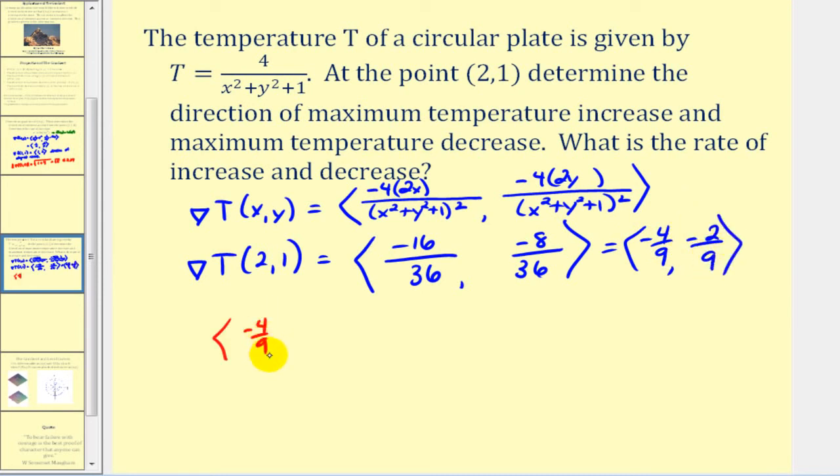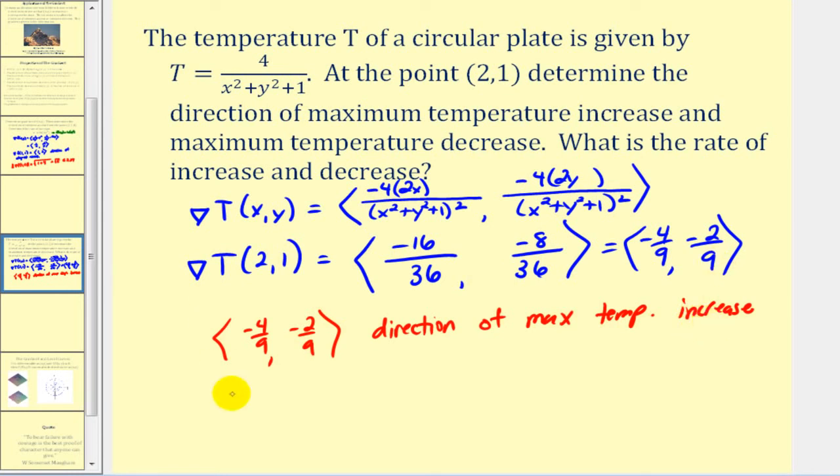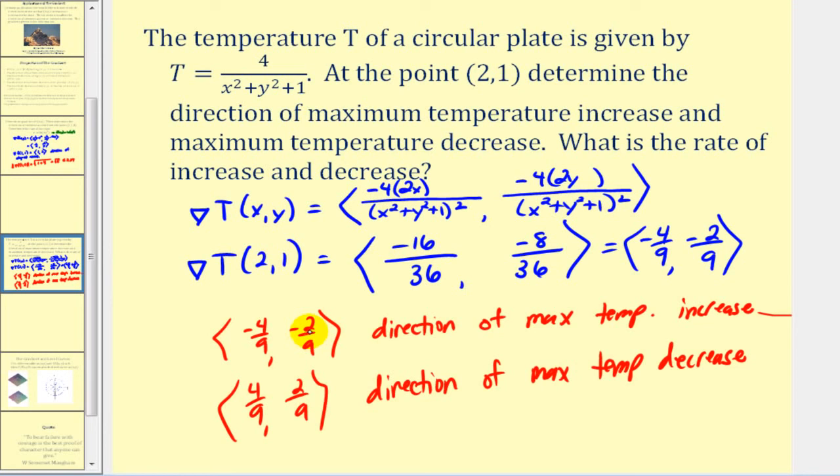So negative 4/9, negative 2/9 tells us the direction of maximum temperature increase, which means the opposite of this vector would give us the direction of maximum temperature decrease. So 4/9, 2/9 would be the direction of maximum temperature decrease. And now to determine the maximum rate of increase and decrease, we need to find the magnitude of the gradient vector at the point 2,1. Let's go ahead and do that on the next slide.